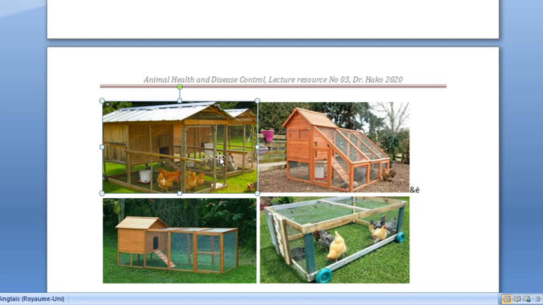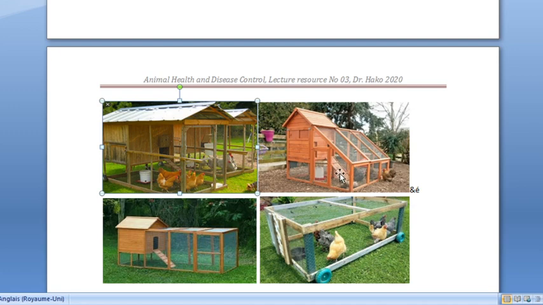Fine. Such a design must not only be protected with wire mesh but also with nets, in view of isolating birds from insects that are vectors of bacterial and viral diseases.